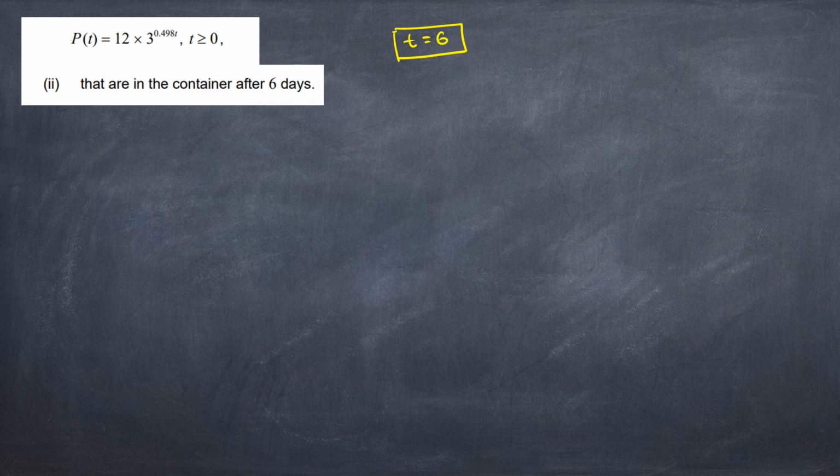So here it will be P(6) = 12 × 3^(0.498 × 6), multiplied by 6 because this is the function. You are allowed to use a calculator in this particular question booklet, so you can use that, and after using that you will get the answer to be 319.757.